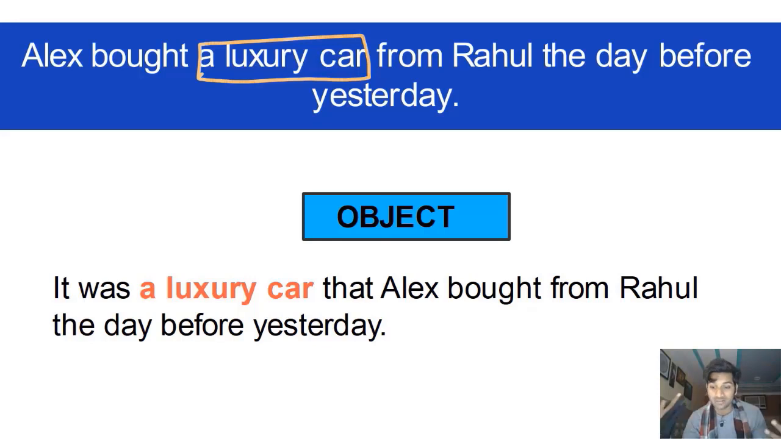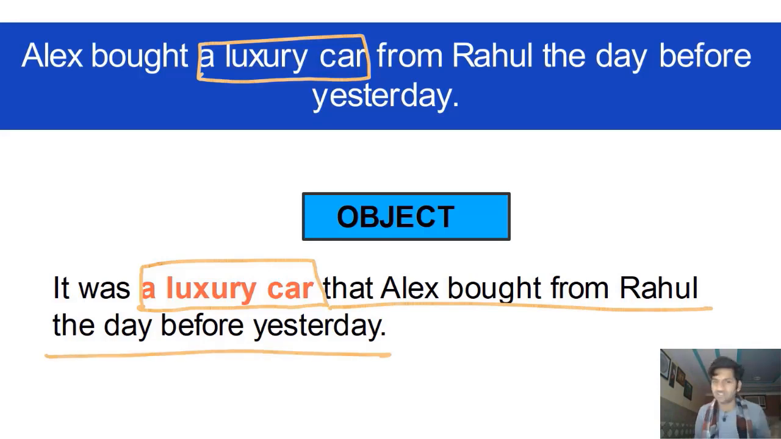It cost around $2 million. It was a luxury car he bought from Rahul, right? It was a luxury car. It was a luxury car that Alex bought from Rahul the day before yesterday. This piece of information is already known to us, so you don't need to repeat it, as I've been saying over and over again. It was a luxury car he bought from Rahul.